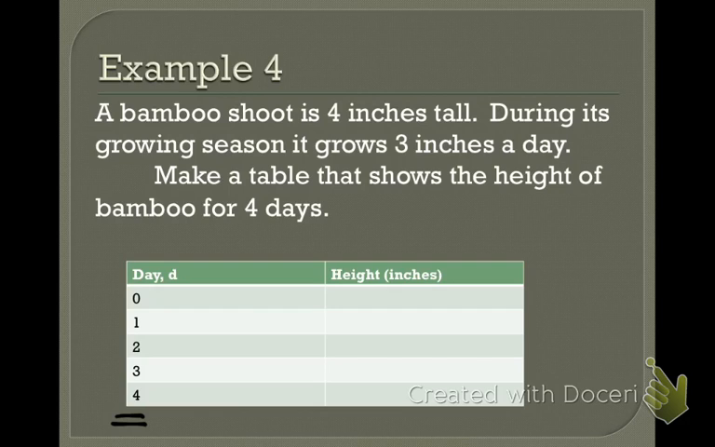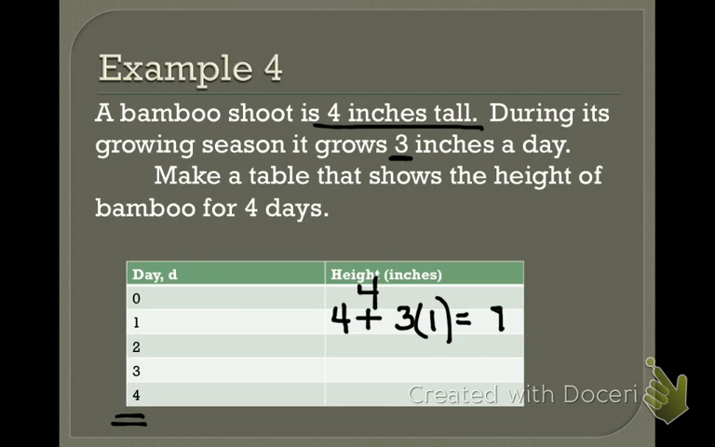So I know at day 0, my bamboo shoot is already starting. It is 4 inches tall, so I can put that here in my chart. During its growing season, it grows 3 inches a day, so I'm going to underline 3 inches every day. If I start at 4, I'm going to add 3 inches every day, so 3 times the number of days. So how tall is my bamboo shoot after 1 day?